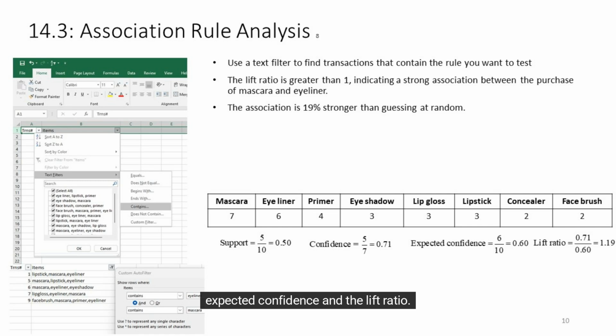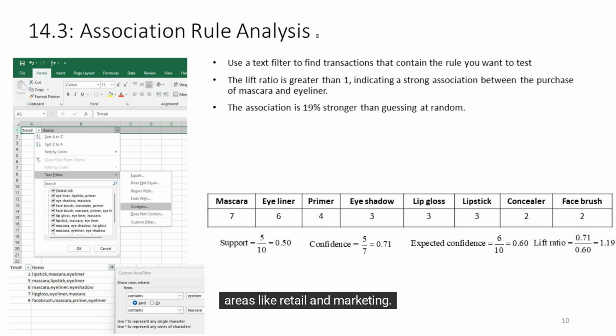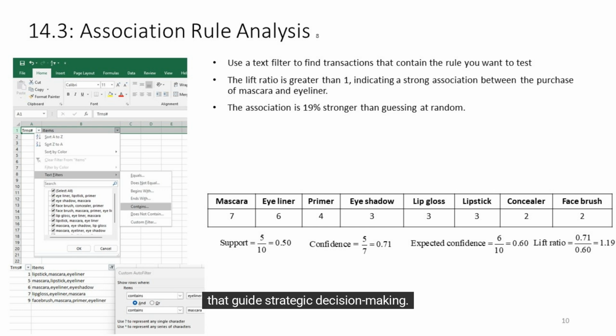Association rule analysis is a useful method for uncovering hidden patterns in data, particularly in areas like retail and marketing. By evaluating rules through metrics like support, confidence, and lift, we can identify meaningful relationships that guide strategic decision-making.